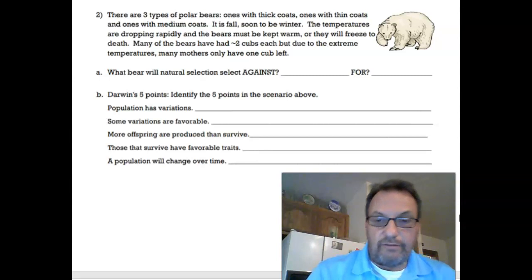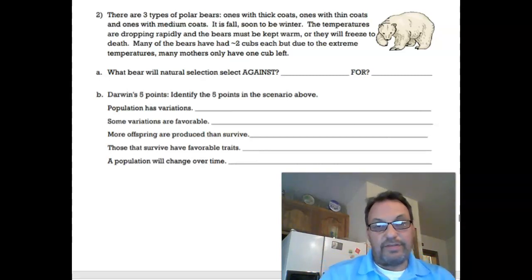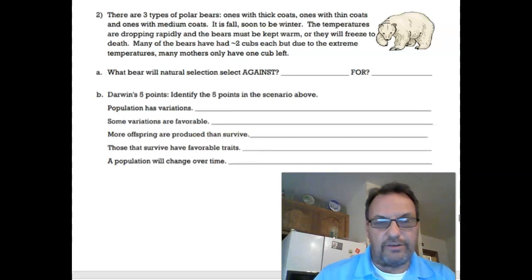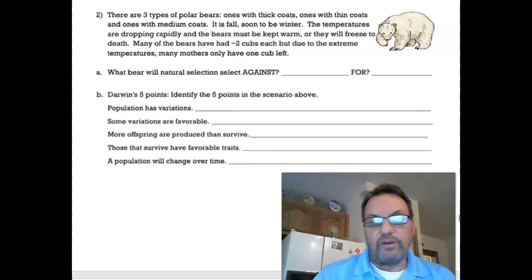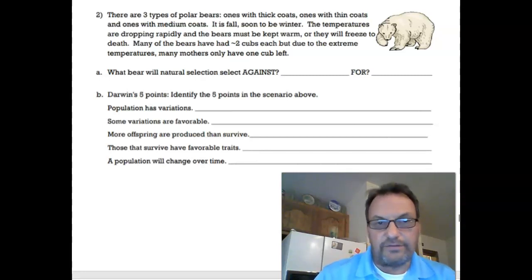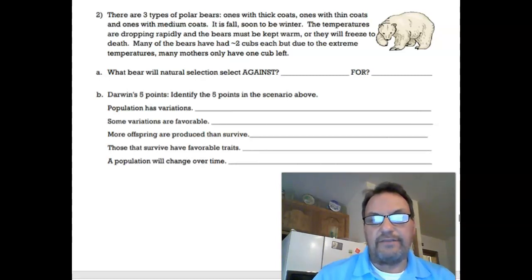And it's going to work well for those with the thick coats. And it's also working for those with medium coats. There's probably a lot of different variations in how medium is medium, how many differences there are. But the best answer is that natural selection is working for those with thick coats. Once again, I want you to pause just for a second and make sure that you have these next 5 points done. So I'm going to pause just for a second.